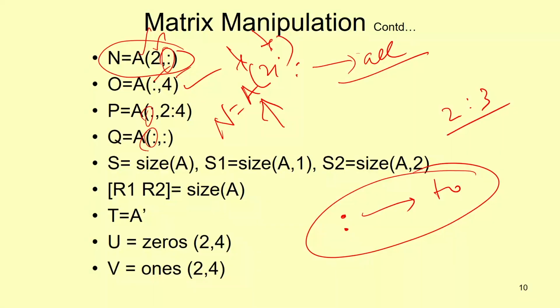A is the given matrix from which you have to form Q. In that you should take all the row elements and only the fourth column elements. Likewise, here also you can mention. So now you should know the meaning.